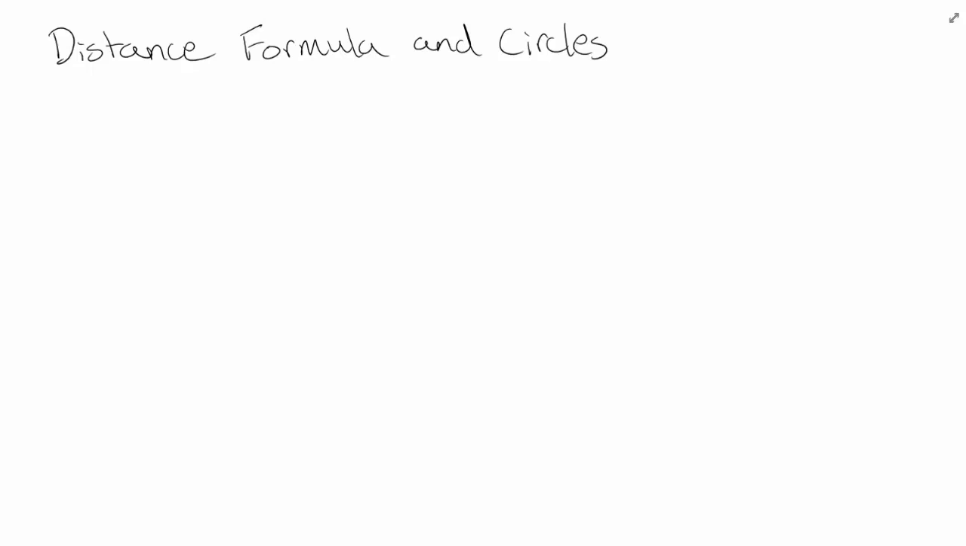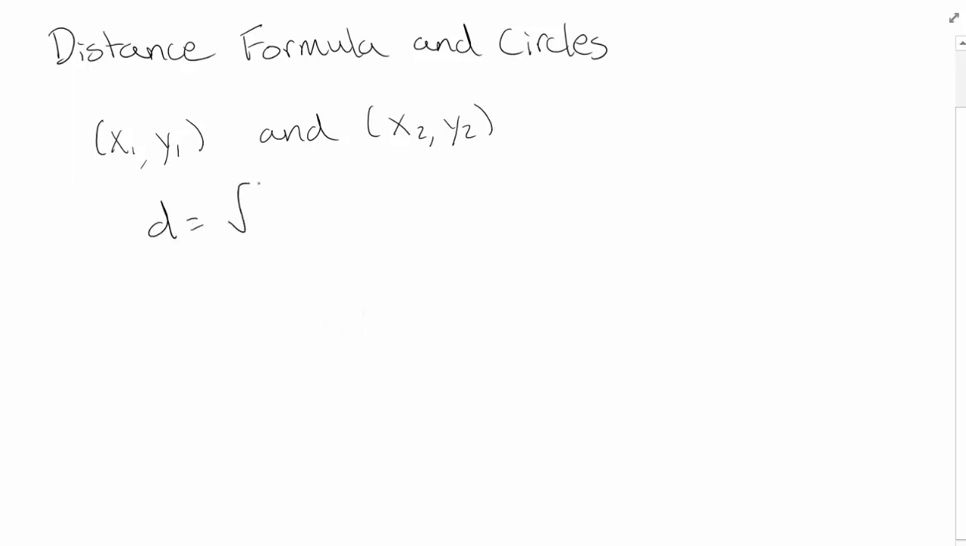Let's talk about the distance formula and how that relates to circles. So for the distance formula, let's say you have 2 points. Call them x1, y1, and another point, x2, y2. Then the distance between those two is the square root of (x2 minus x1) quantity squared plus (y2 minus y1) quantity squared.